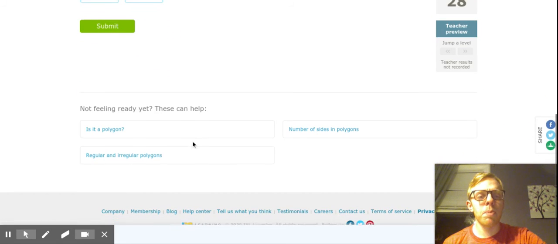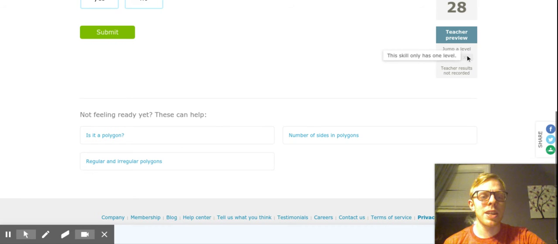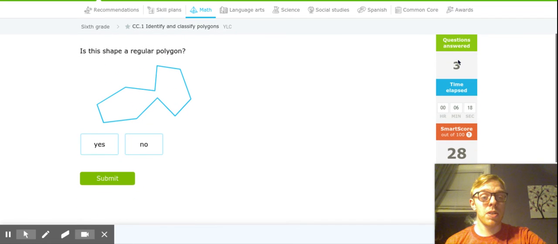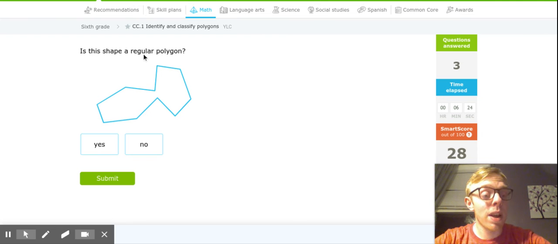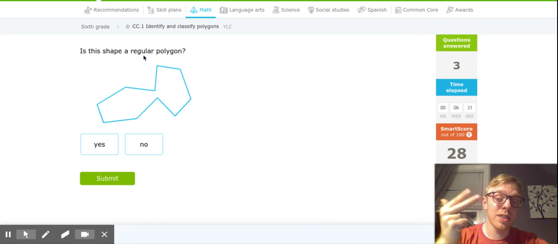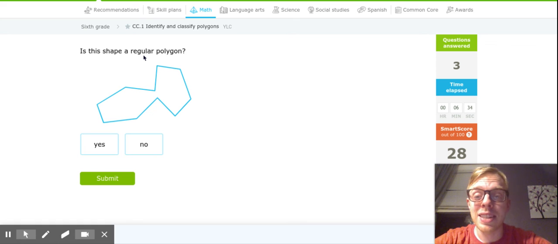All right, let's jump a couple of levels here. Right now my smart score is at 28. Let's take this up. Oh, this skill only has one level. That means these are all going to be pretty similar questions. Well, let's take a look at this shape. Is this a regular polygon? Well, it is a polygon because there's no curves, no openings, and nothing that crosses, but are all of these sides the same length? I want you to take a second to think about that. And remember, are all of the angles the same? Hopefully you realize that this one is a no.